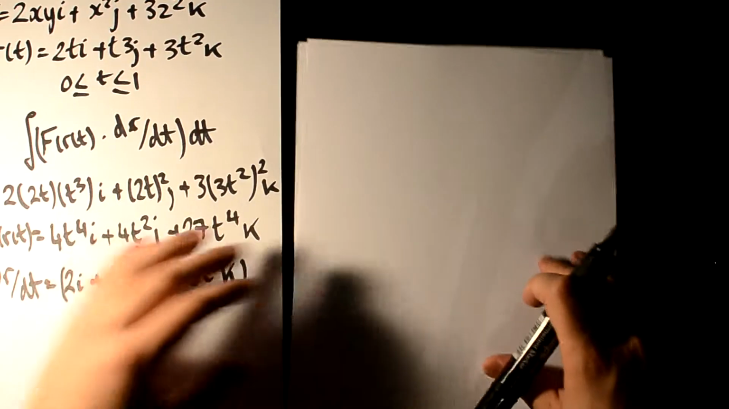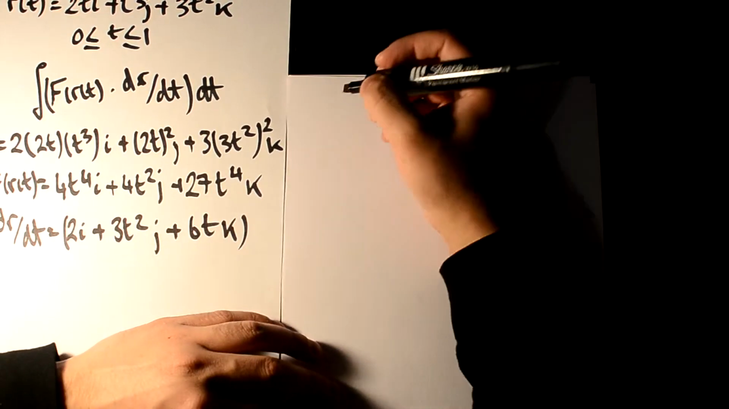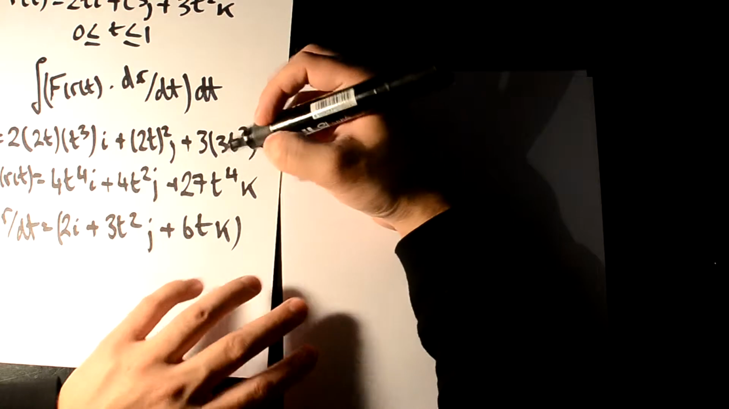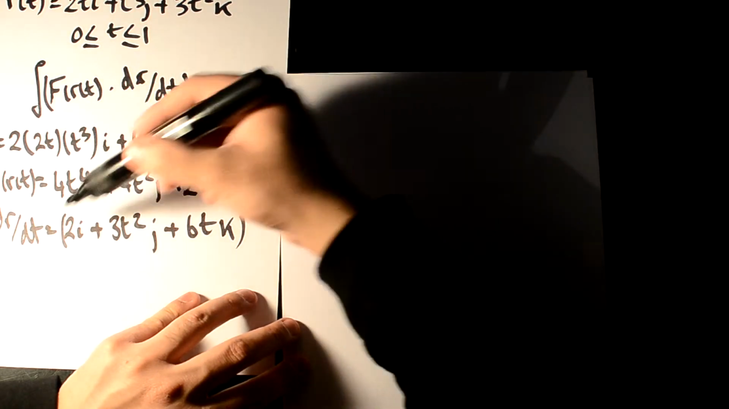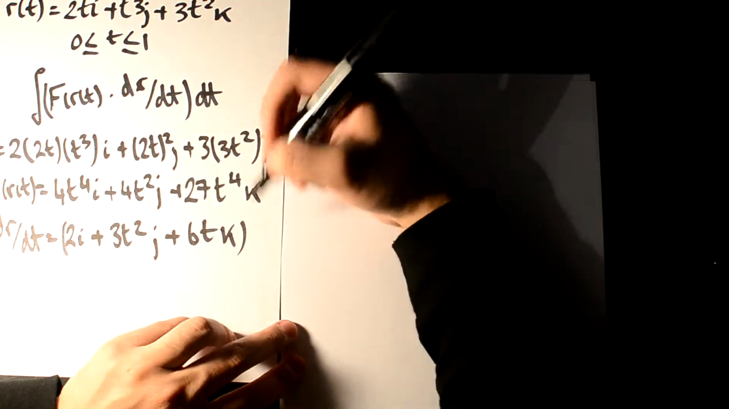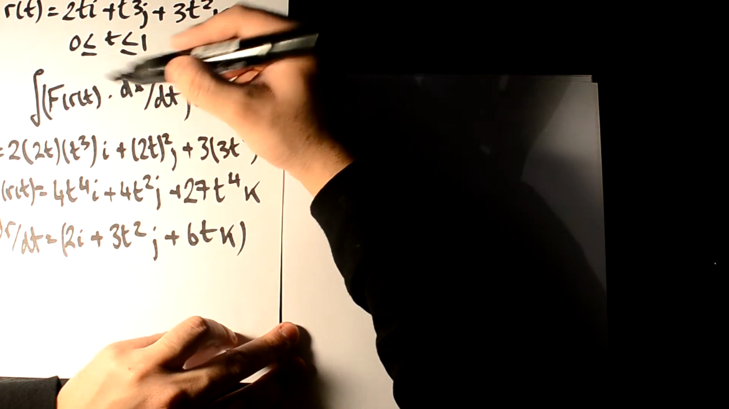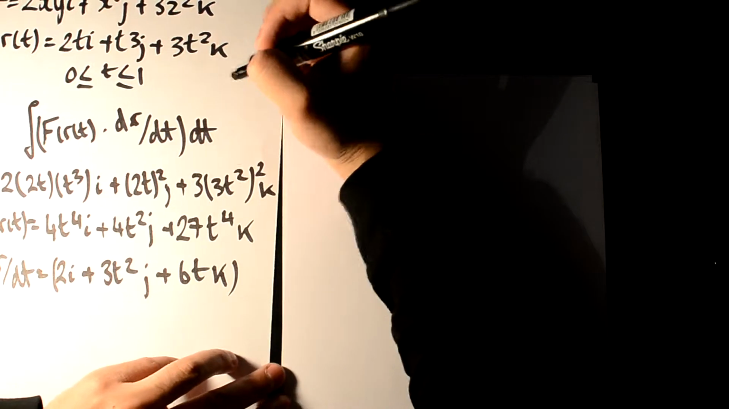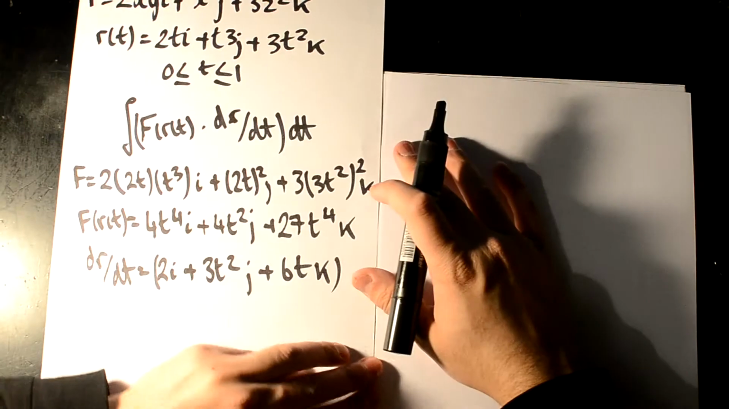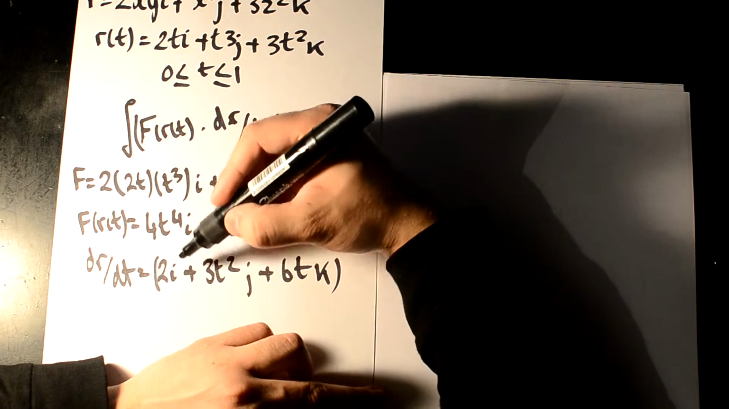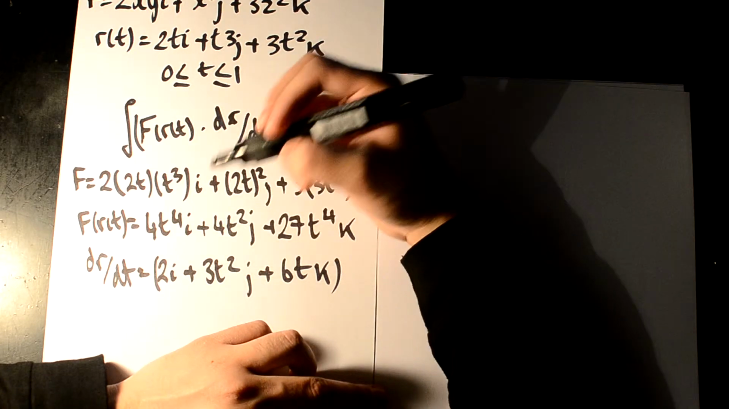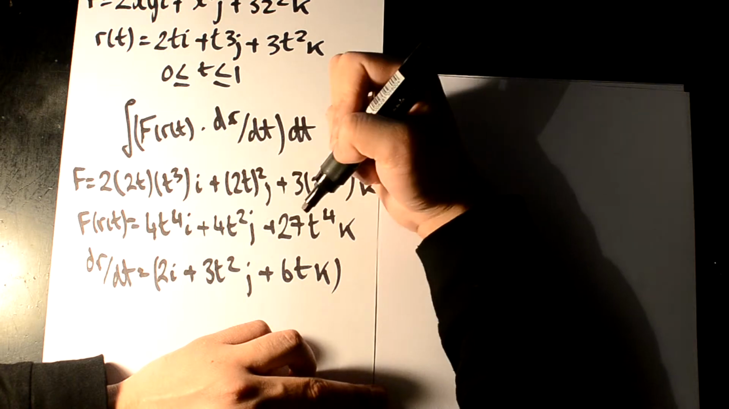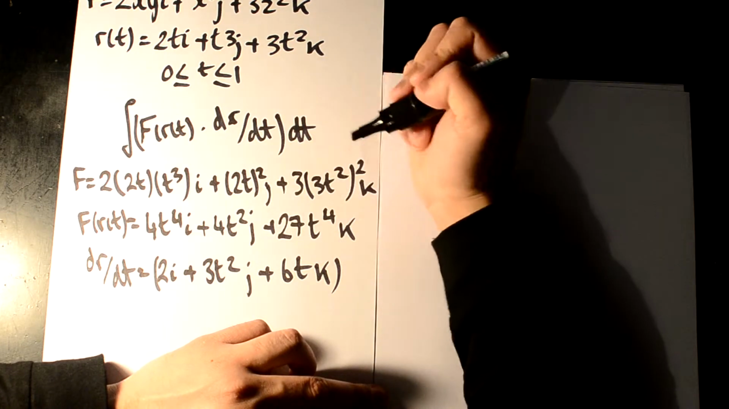Right, so let me get another piece of paper, because as you can see, we have an equation here now of f of r(t) and an equation here of dr/dt. And our equation states we need to multiply them across using a dot. So all that means is you get the i terms and you multiply it to the i terms of this, plus the j terms multiplied to the j terms, plus the k terms multiplied to the k terms.